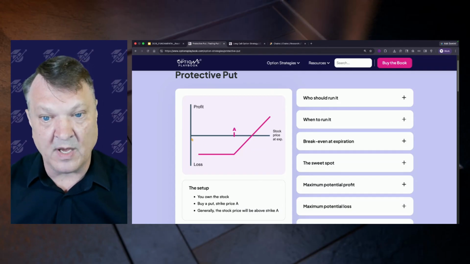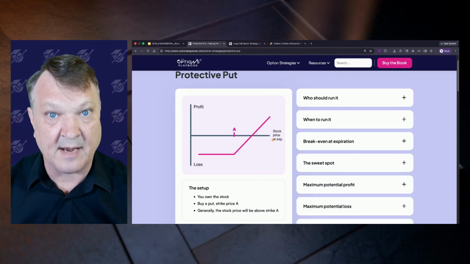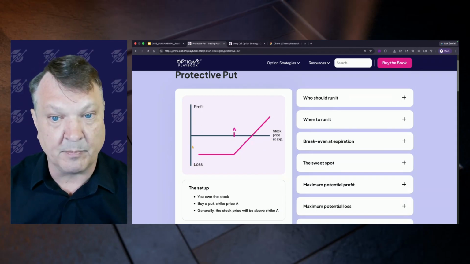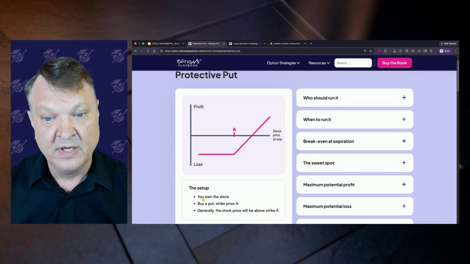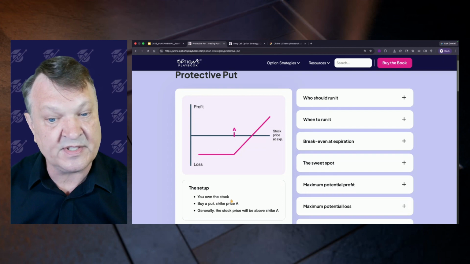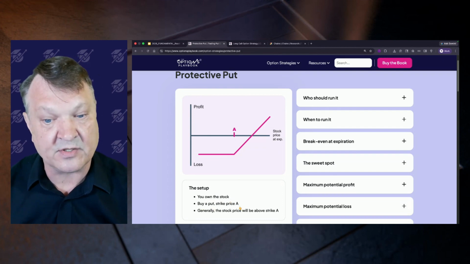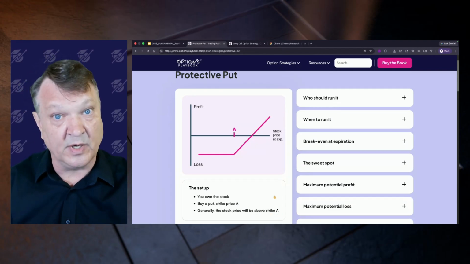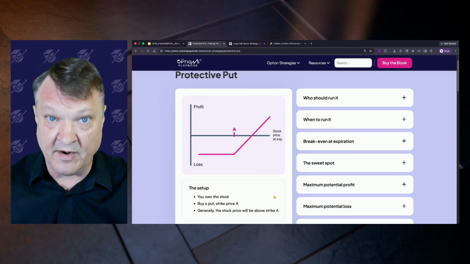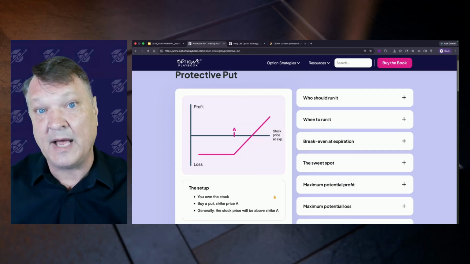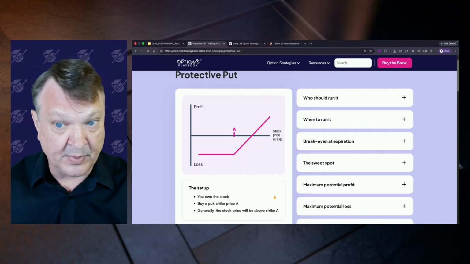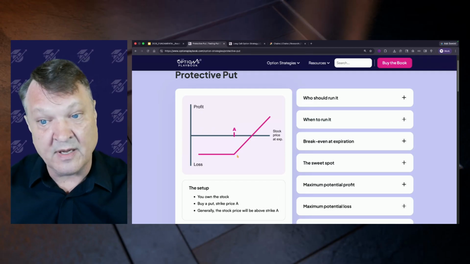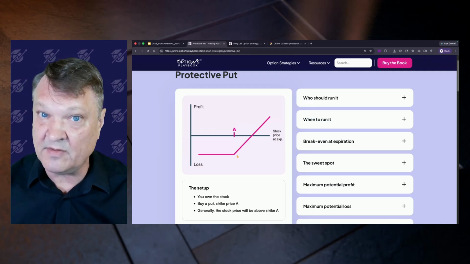We have the profit and loss on the y-axis. This is actually the stock price at expiration, and this is the profit and loss on the position. And once again, the setup: you own the stock. We're going to buy a put at strike A, and generally the stock price will be above strike A, right? So in other words, the stock is trading in our instance at 270. We're going to buy the 265 protective put. But notice here, we still own the stock. We didn't sell the stock.